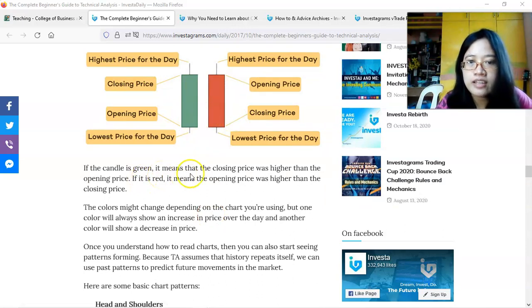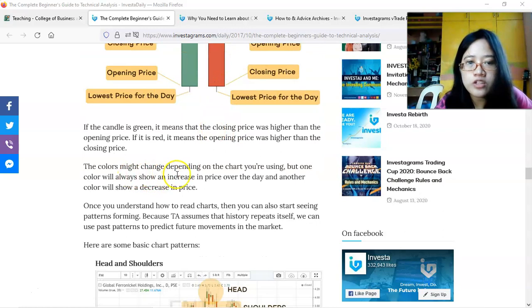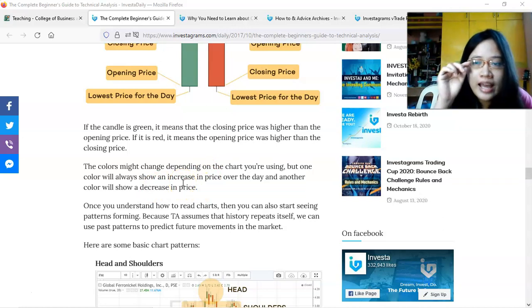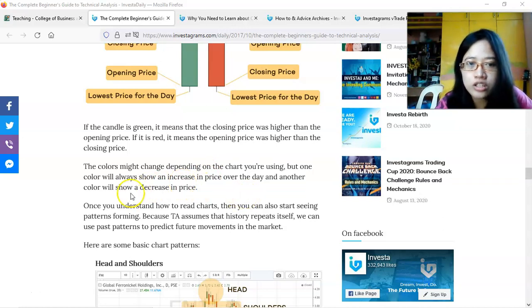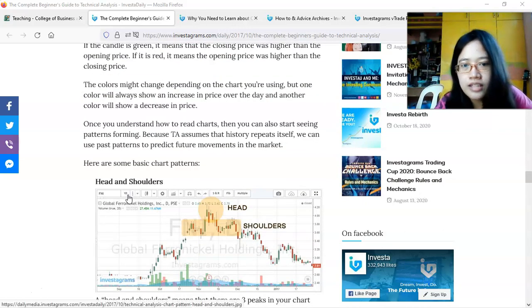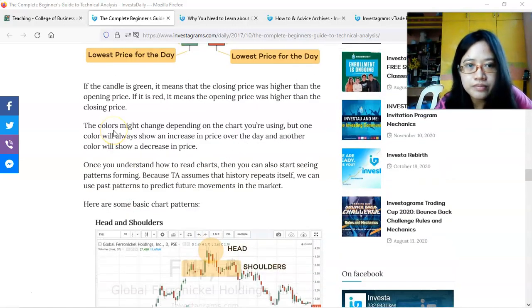Candle is green, ibig sabihin, yung closing price mas mataas sa opening price. Pag red, mababa yung closing compared sa opening. Okay? The colors might change depending on the chart you're using, but one color will always show an increase in price over the day and another color will show a decrease in price. Okay? So, yeah. Once you understand how to read charts, then you can also start seeing patterns forming. Because technical analysis assumes that history repeats itself, so we can use patterns to predict future movements in the market.